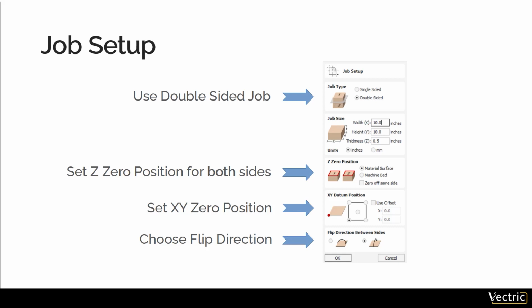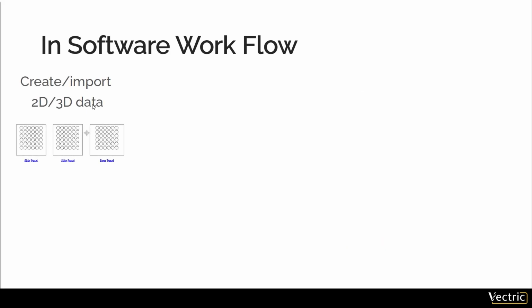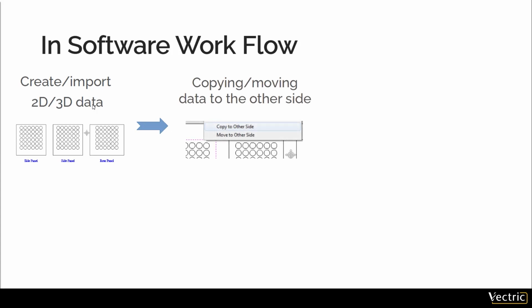This flip direction influences the position of the vectors and model so that the geometry on each side is created in the appropriate positions relative to the opposite side. The in-software workflow. So now that you have the part set up in the software, and depending on what software you're using, you can create or import vectors and components independently on either side of the material. You can copy and move data from one side to the other as well. The software will position the geometry in the appropriate positions relative to the opposite side, so you'll never really need to worry that your data is misaligned, as the software will take care of that for you.